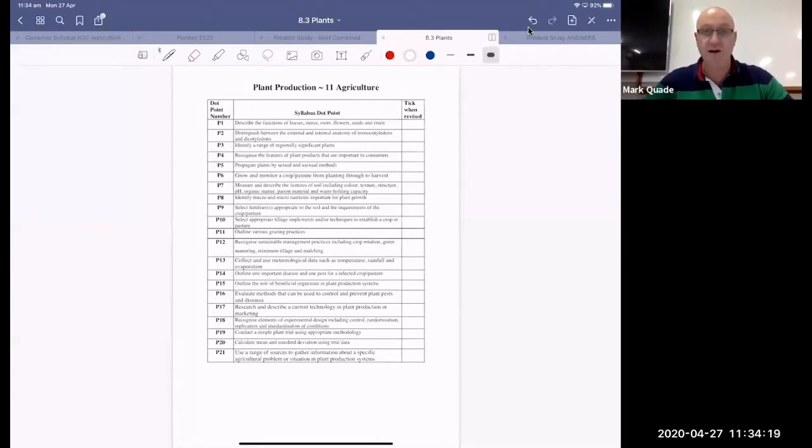There's 21 dot points that we need to cover, but as you'll see, some of these dot points cover a lot of material. So P1, P2, that's going to be all week and probably into next week as well. It's just a lot of stuff in some of these dot points. So we better get started.